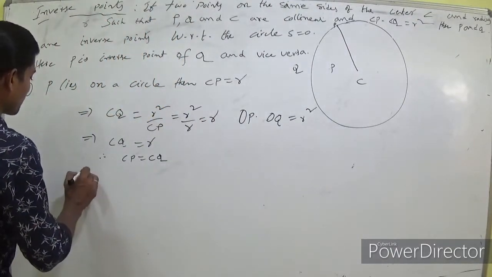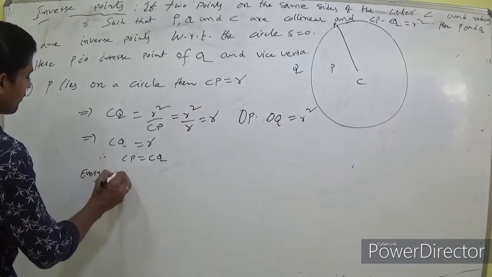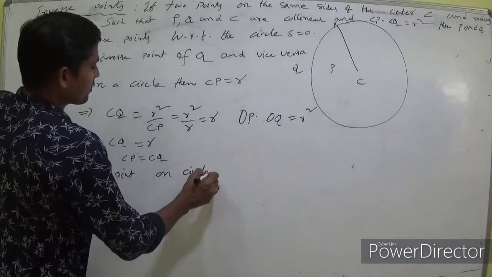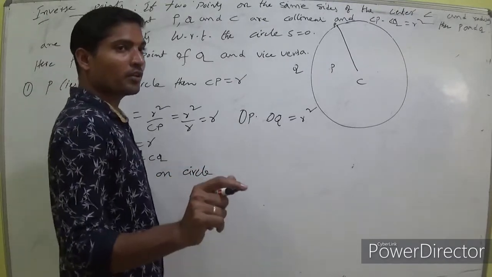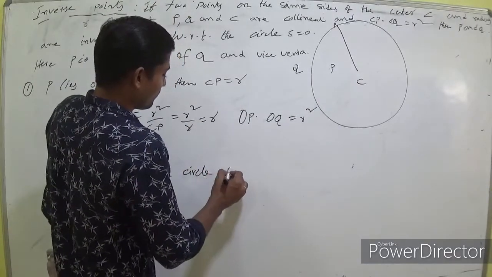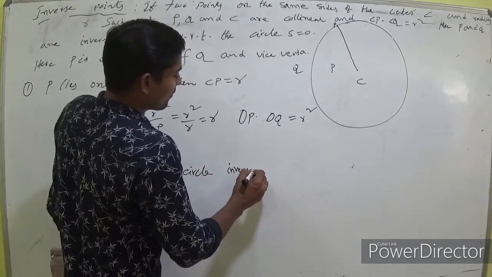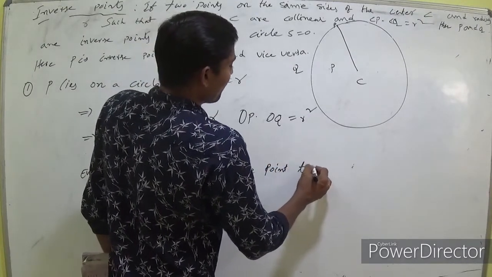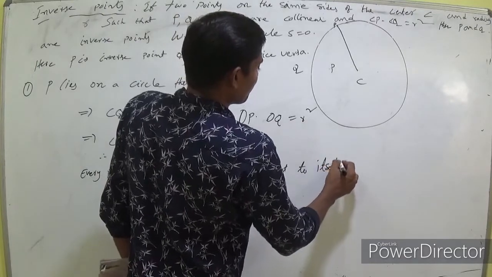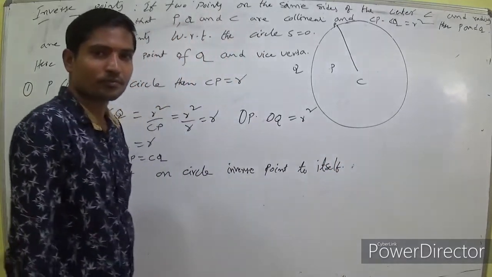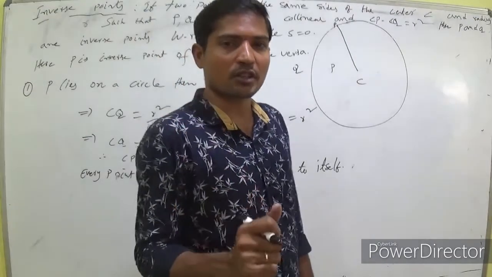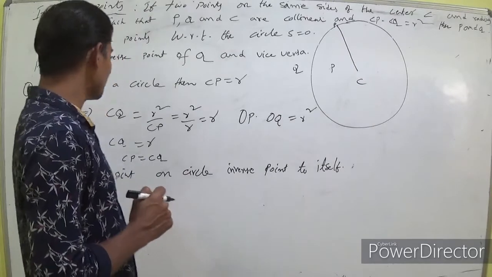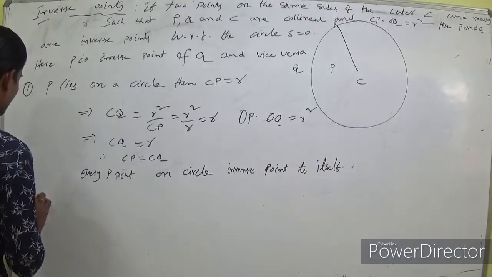Every point on a circle is an inverse point to itself. Right? Every point on the circle is inverse to itself. Next, second condition.